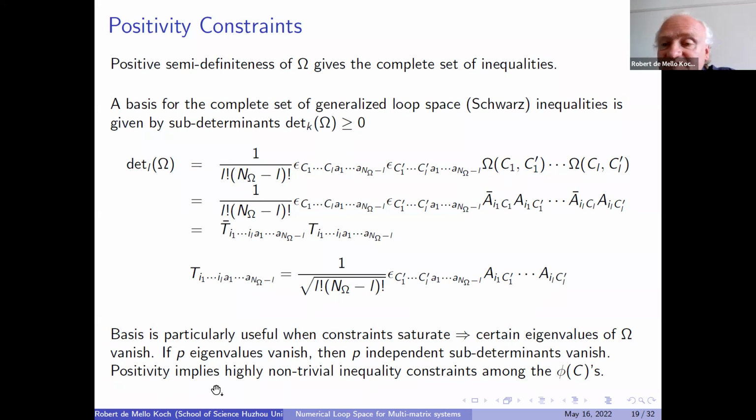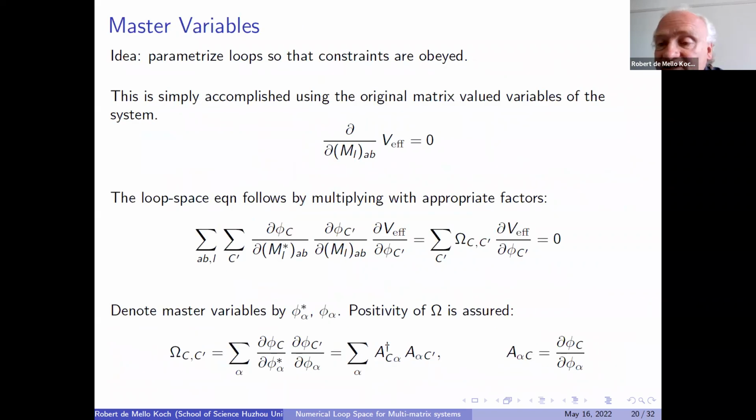And this basis is particularly useful if certain constraints saturate. So if you have 3 eigenvalues, say of capital omega, that vanish, there would be 3 independent subdeterminants that vanish. And we haven't yet made use of these constraints to speed up the numerics, but it could be interesting to understand if knowledge that a certain number of constraints are satisfied can be used in some useful way. Okay, so how are we going to deal with the constraints?